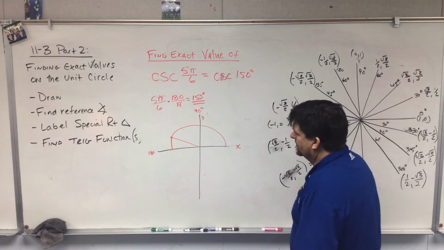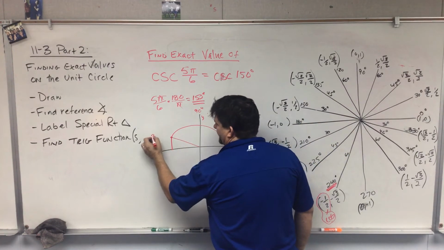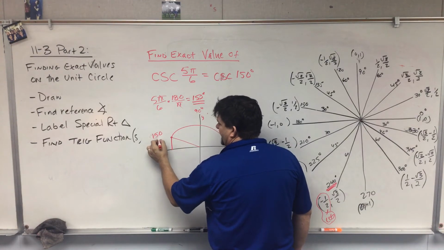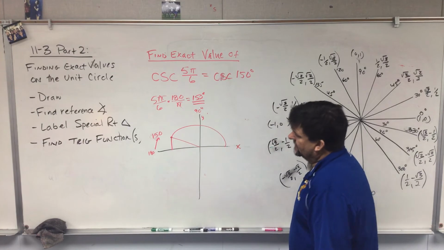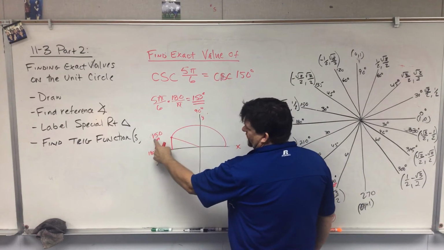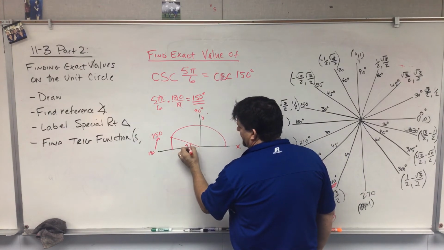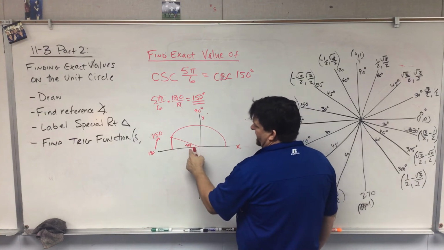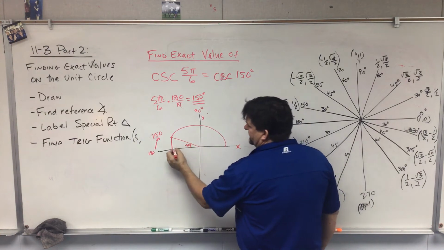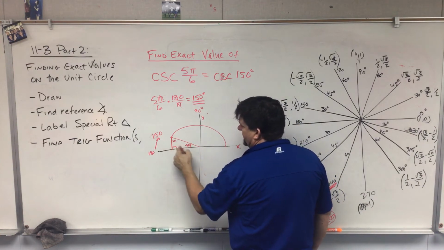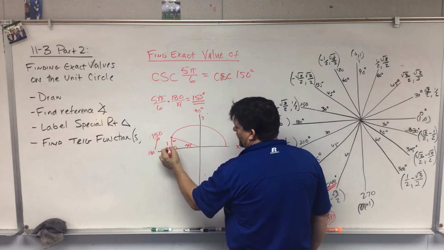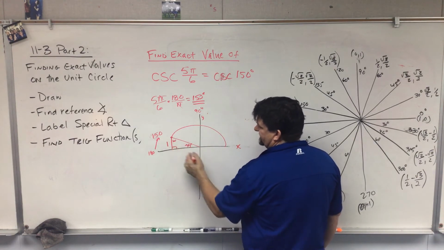Draw my triangle. I've got to figure out how far it is from the x-axis to my angle. 180 minus 150 gives me 30. That's my reference angle. Special right triangle, 30, 60, 90. Across from the 30 is 1. I'm going up, so it's positive.